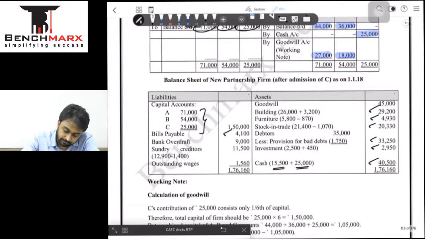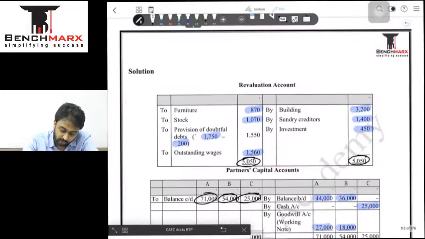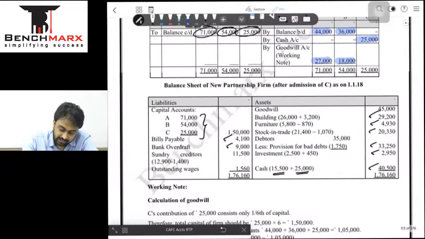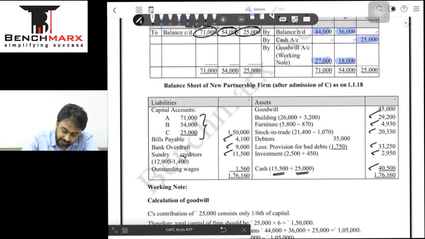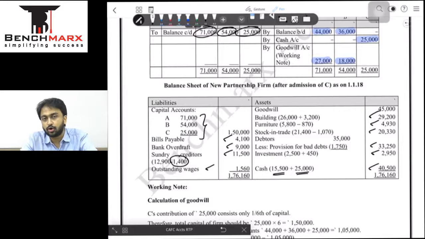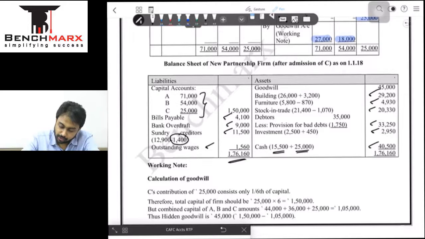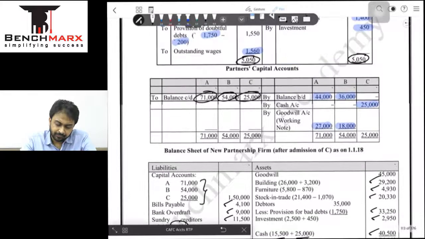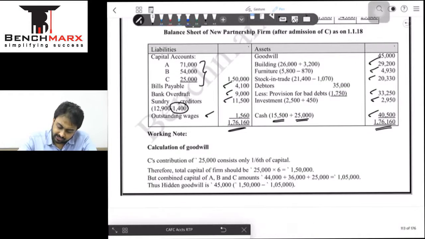Bills payable amount is the same, bank OD amount is the same, 4.1 and 9,000. 4.1 and 9,000, yes. And then last में we'll have creditors. Don't forget to adjust the value of 1,400 जो अपना gain था. So we are writing off the value of 1,400 from the creditors to make it 11,500. And then outstanding wages, this is a new liability which has been agreed to be recorded for the purpose of admission. So please record the new liability as well. And ये सब करने के बाद तुम्हारा balance sheet जो है वो tally हो जाएगा. ठीक है. So this was only important question from the point of view of this calculation.